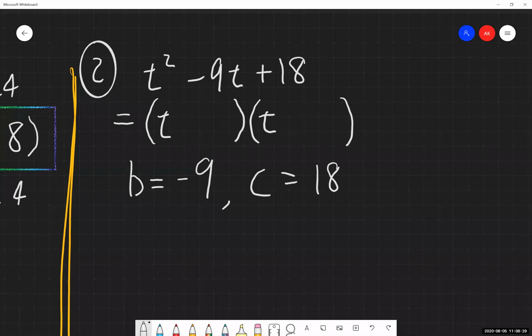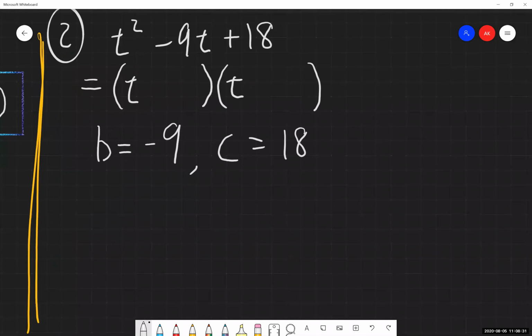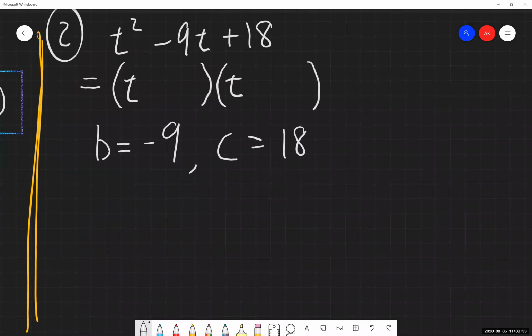Now we need to go through and find two numbers that multiply to give us c and add together to give us b. So again, I think it's very helpful to list all the factor pairs of 18, and then we'll do sign analysis afterwards.